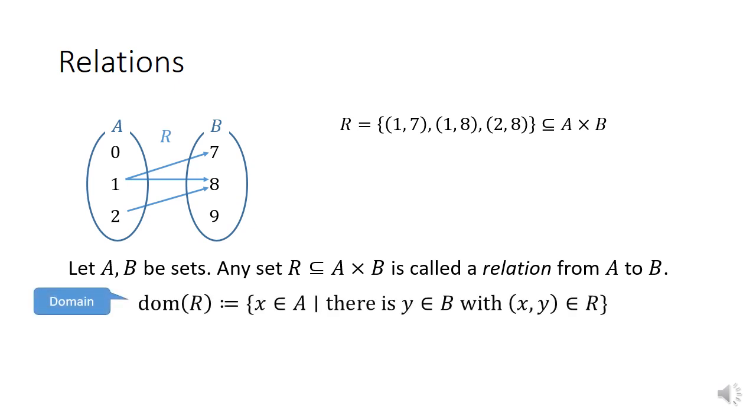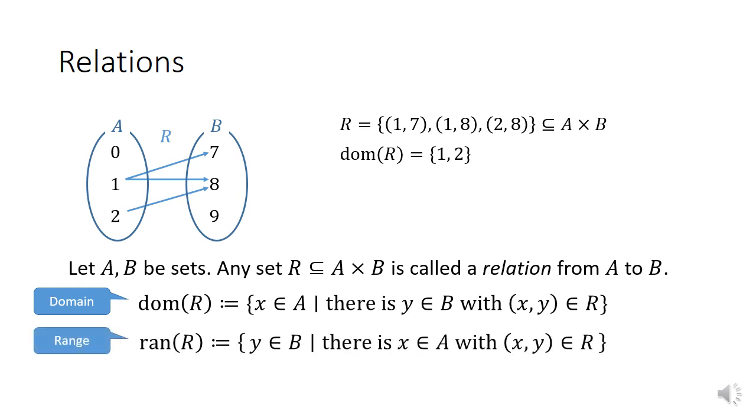The set of all x in A for which there is a y in B, such that the ordered pair (x, y) is in R, is called the domain of R. In our example, this is the set with the members 1 and 2. The set of all y in B, for which there is an x in A, such that the ordered pair (x, y) is in R, is called the range of R. In our example, this is the set with the members 7 and 8. In the diagram, the members of the domain are those where at least one arrow begins, and the members of the range are those where at least one arrow ends.